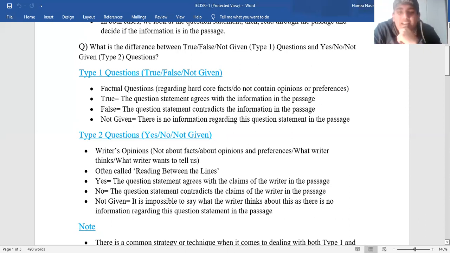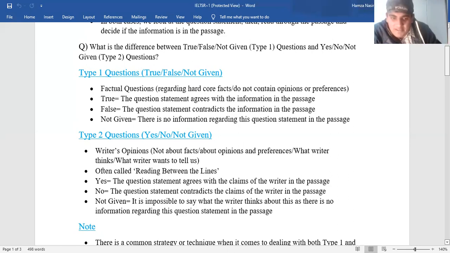Not given. Not given means we do not have enough evidence to ascertain whether the question statement is agreeing with the claims of the writer or whether it is contradicting the claims of the writer. We would generally like a little bit more evidence in the equation. Since we have insufficient evidence, we can ascertain that it is impossible to say what the writer thinks about this, as there is no information regarding this question statement in the passage. So from there we deduce that the answer will be not given because we simply do not have enough evidence to play with.